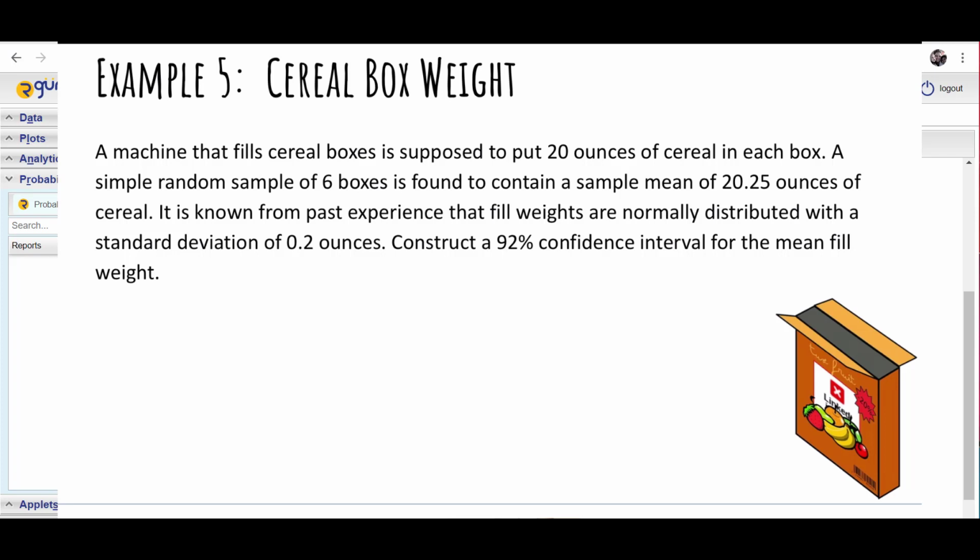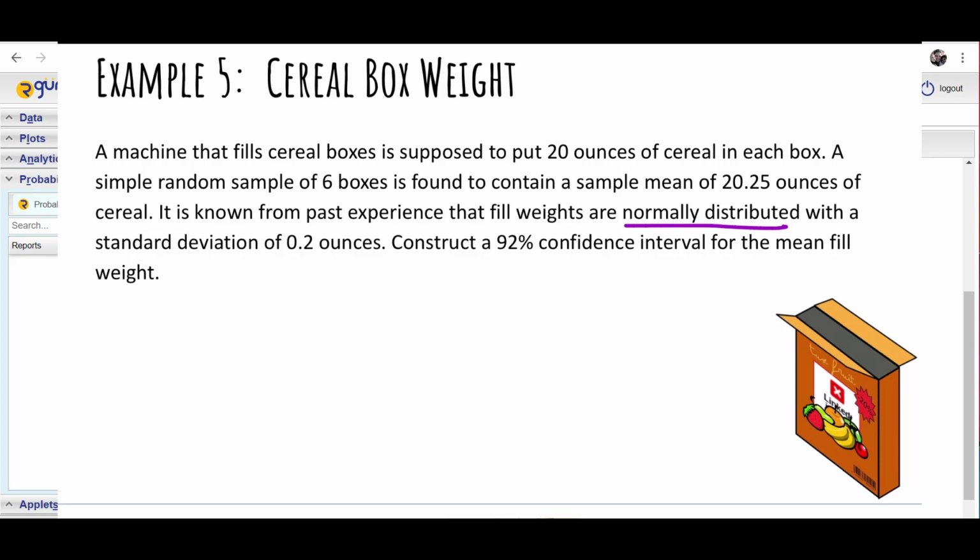So a couple of things. We're estimating a confidence interval for a mean, so we need to check our assumptions. The first is either it has to be a normal distribution or the sample size is bigger than 30. Well, the sample size is 6 boxes. That's not bigger than 30. But it does say that from past experience, it's known that the fill weights are normally distributed, so we can check that assumption. The second assumption is that we know the population standard deviation.